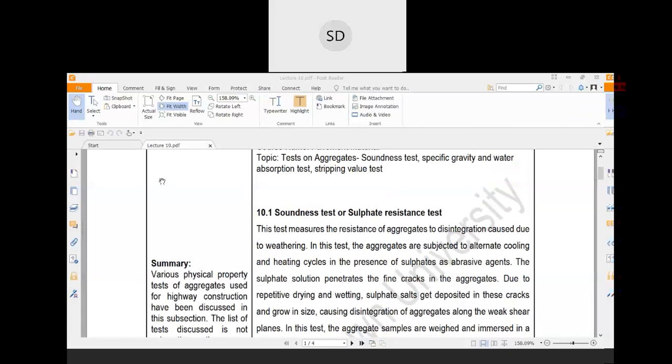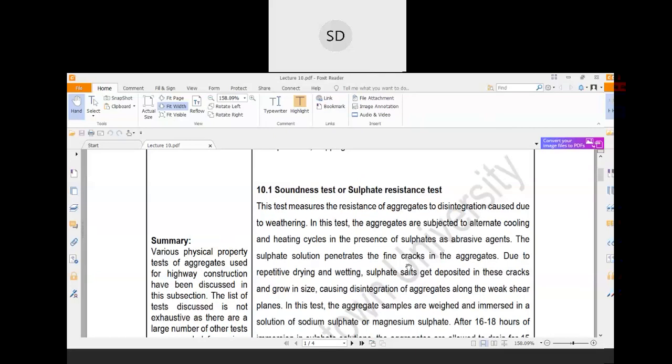So another test is the soundness test, or sulfate resistance test. The soundness test is conducted to know the effect of weathering action on the aggregate. So in this test, what happens?